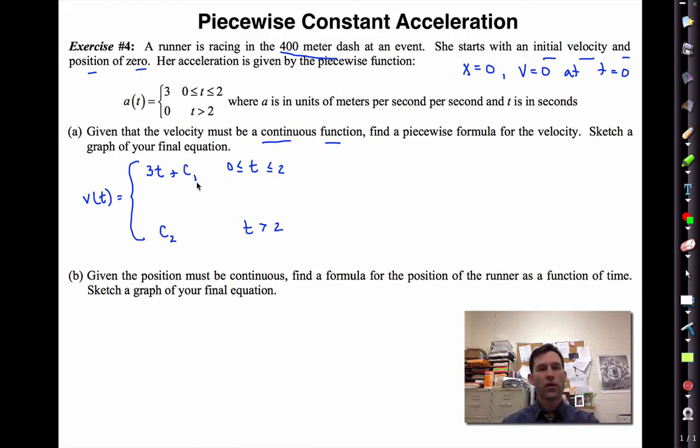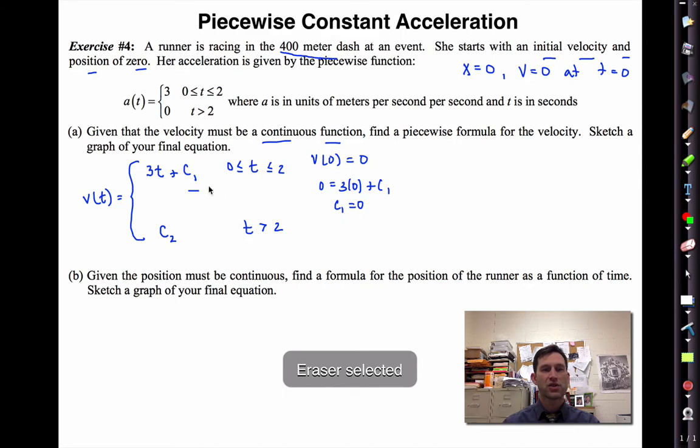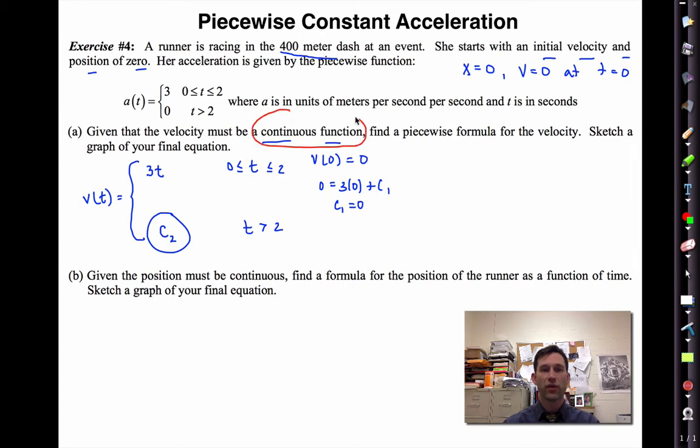Well, in order to get c1, we would have to use the fact that v of 0 is 0. So we'd get 0 equals 3 times 0 plus c1, and c1 would be 0. Okay. So I'm going to erase that now. c1 is 0. The question is, what's c2? That's where this little phrase about velocity being continuous is so very critical.